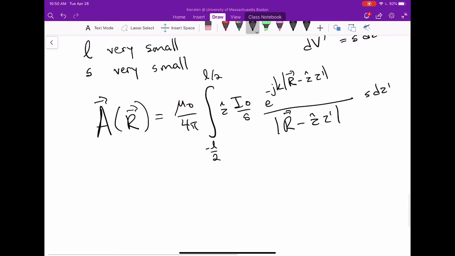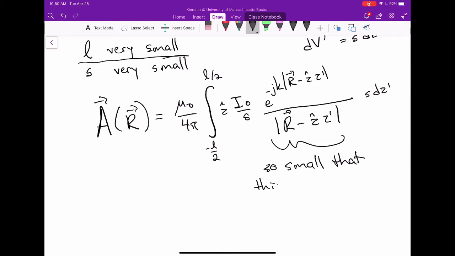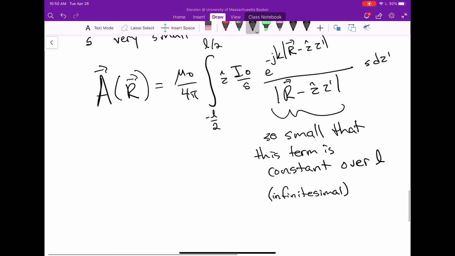And now here's the thing. We just said L is very small. How small is it? L is so small that this term is constant over its length. That's what infinitesimal means. So if that is the simplification we can make, then we've got that the magnetic vector potential due to this Hertzian dipole is mu naught over 4 pi.